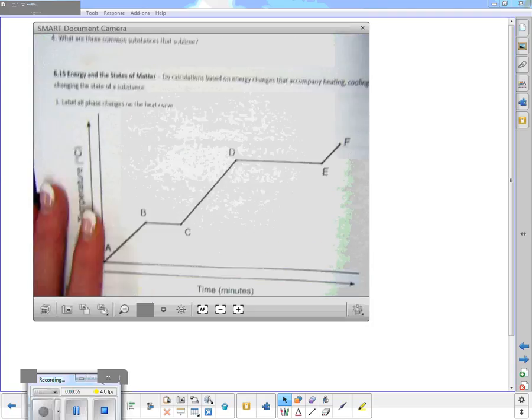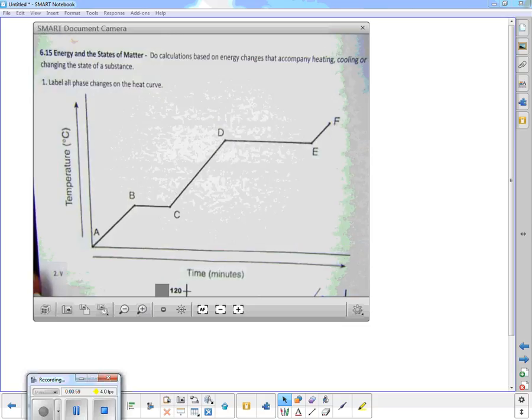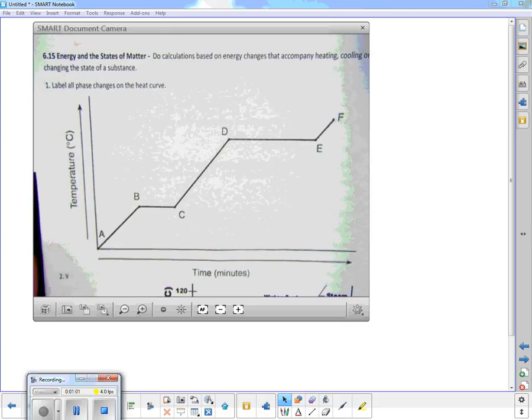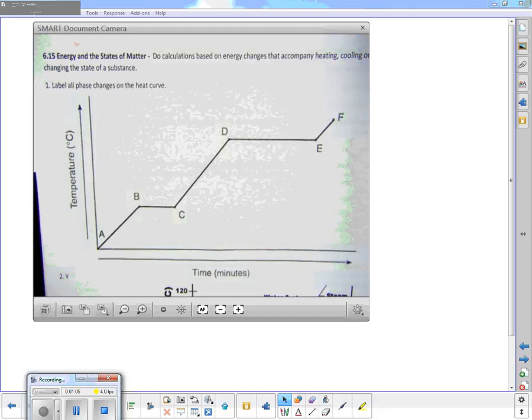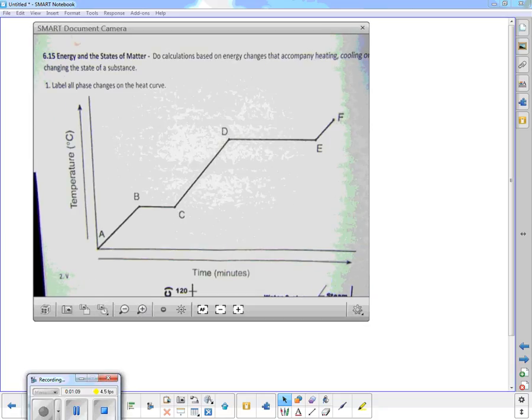Okay, then we get to our heat curve, and this is where last period had a lot of problems, a lot of questions. Okay, so do we have any questions here? Okay, so let's look at this. A to B, what's happening? What's happening A to B? You're heating a solid. What's happening B to C? Melting. You're doing a phase change.